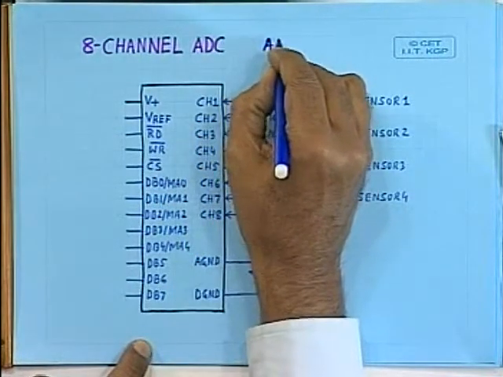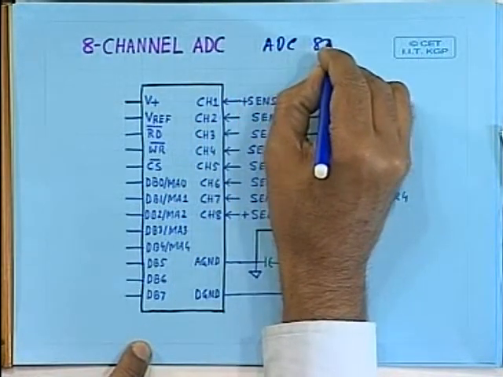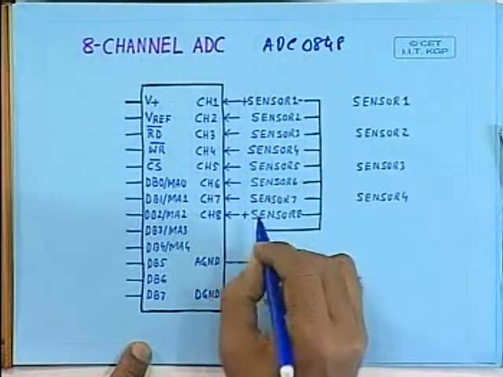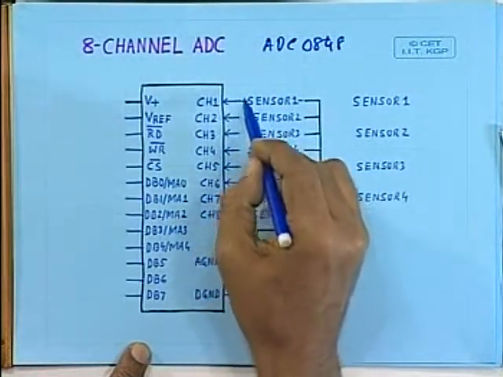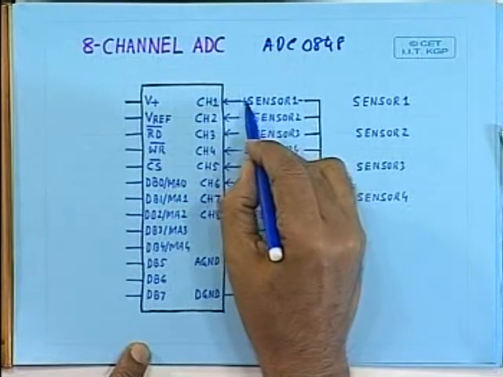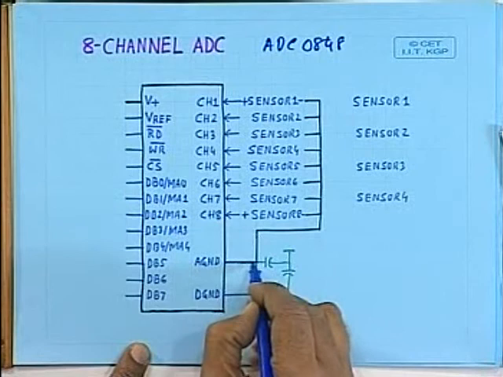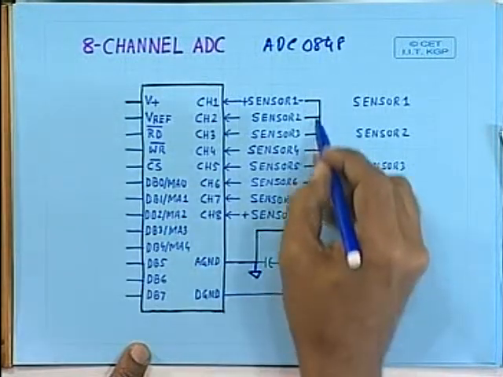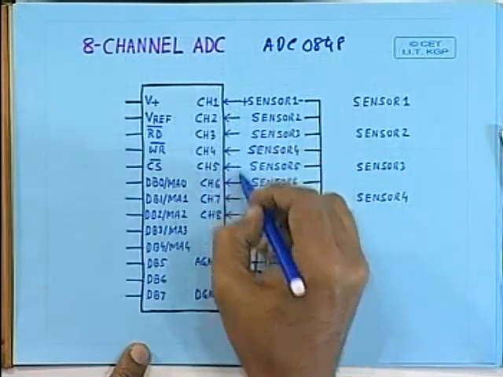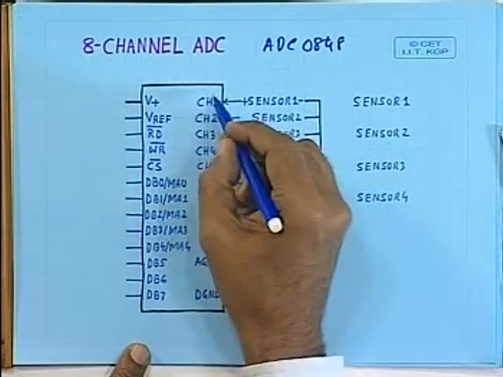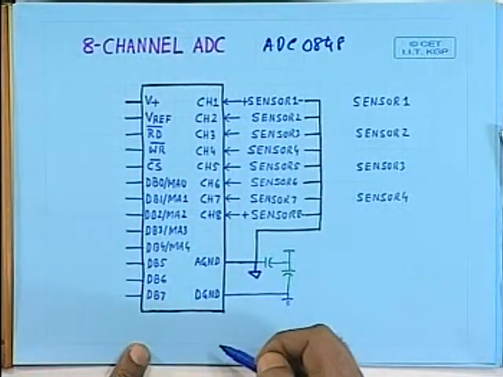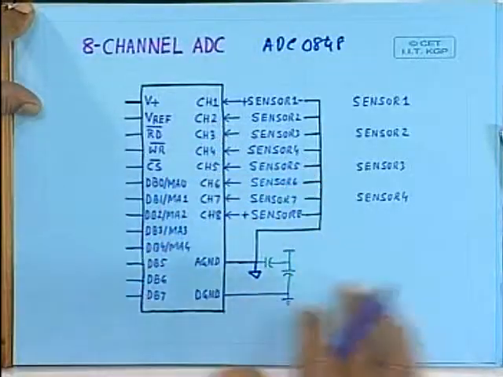This is ADC0848. This is an 8 channel AD converter. As you can see, you can connect 8 sensors, and this is the analog ground, and 8 sensors can be connected at a time, and within this chip you have got the analog multiplexer. However, here it is assumed that the input does not change fast. So, there is no sample and hold circuit here.